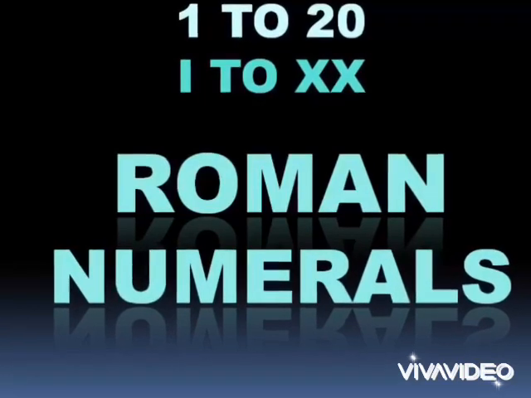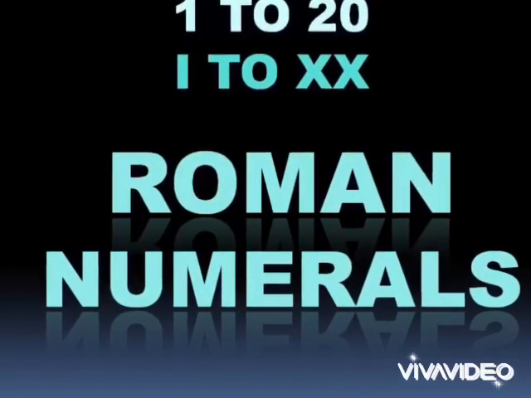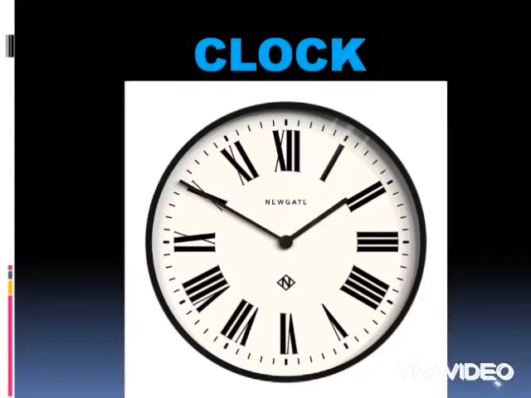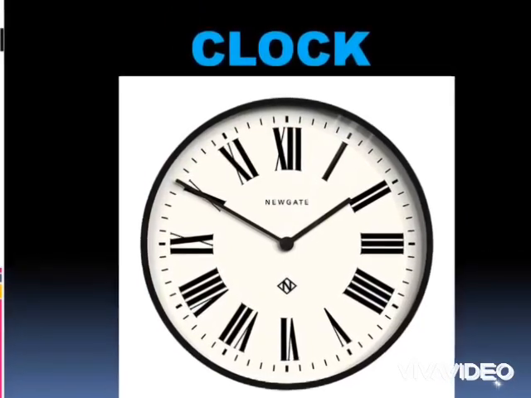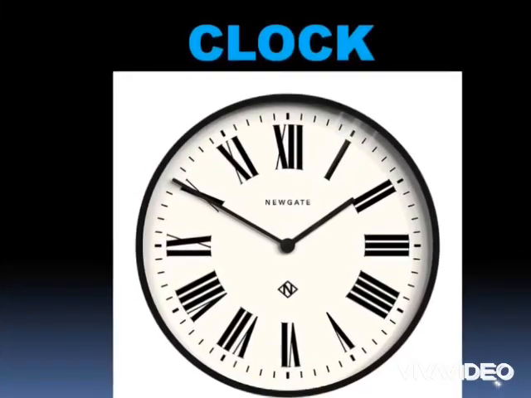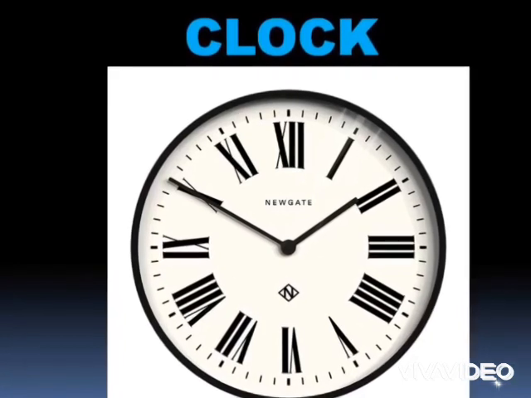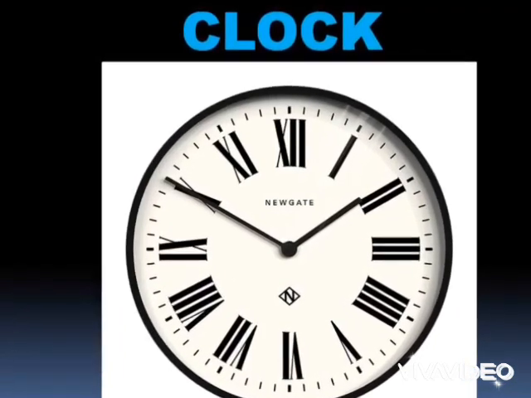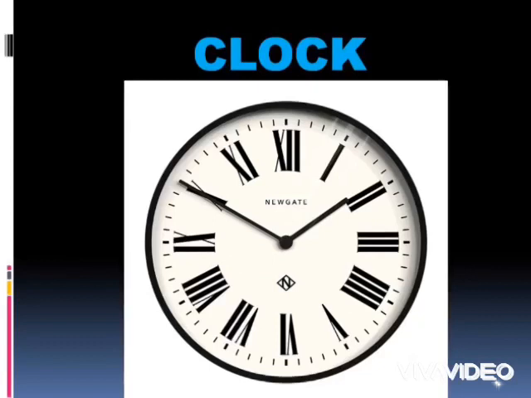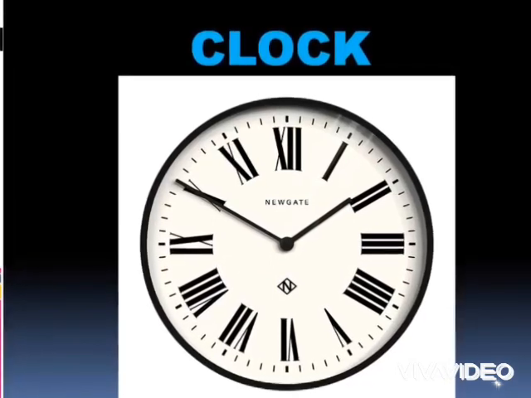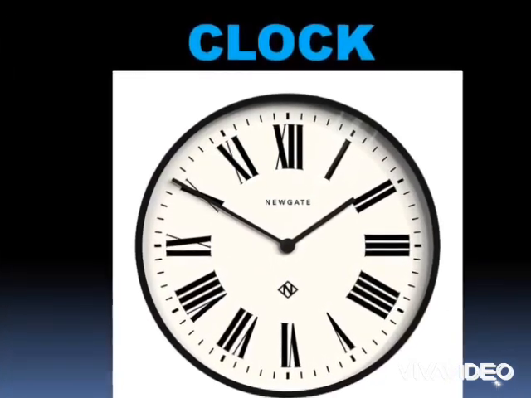We will learn Roman numerals from 1 to 20. What is this? It's a clock. Have you ever noticed that the numbers are not written in the usual manner? They are written in Roman numerals.